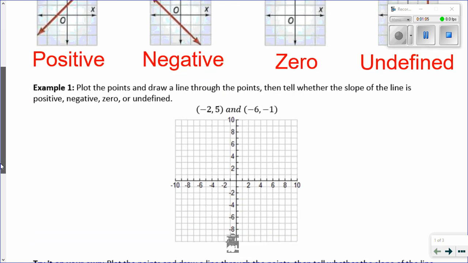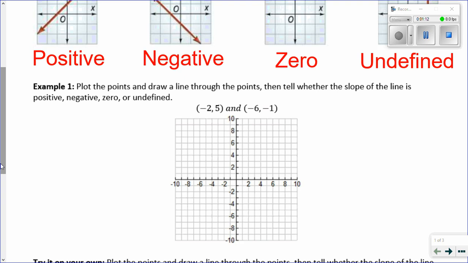So when you are dealing with a graph, the easiest way to tell if it's positive, negative, zero, or undefined is looking at the graph. That's the easiest way. It's right there in front of you. You can kind of look at it and tell. So if you're given 2 points, you can easily graph those 2 points and draw a line through them to see how it looks. Okay, so we're going to do that. We're going to plot these 2 points and draw a line through it to tell if it actually is a positive, negative, zero, or undefined slope.